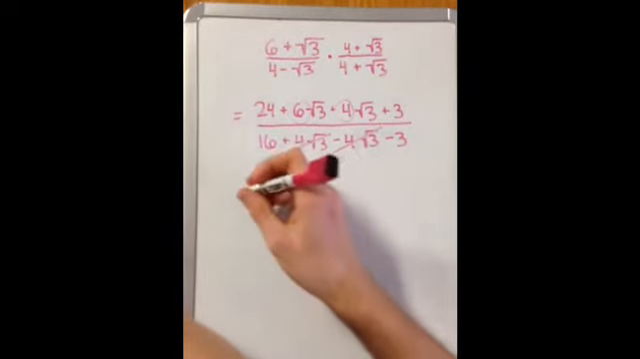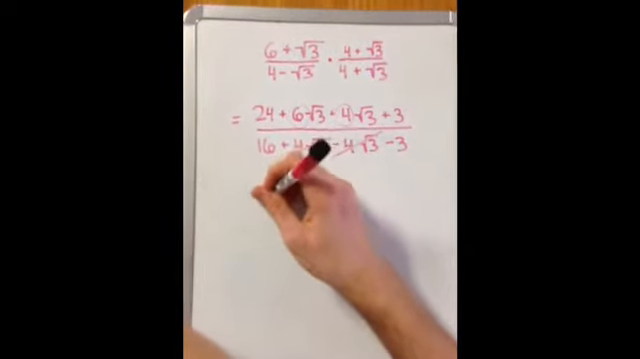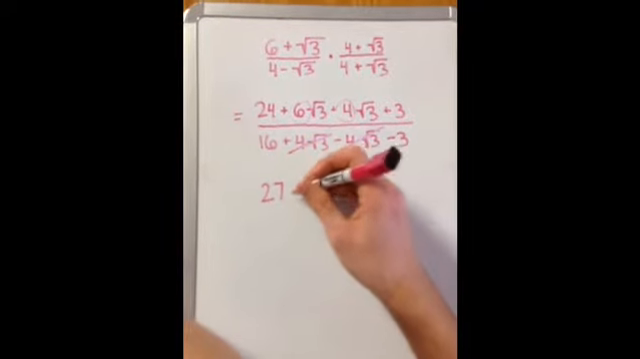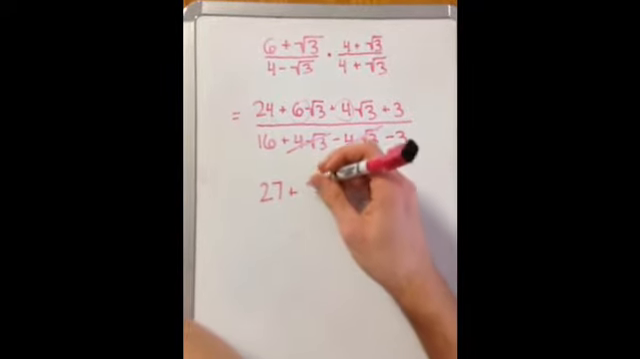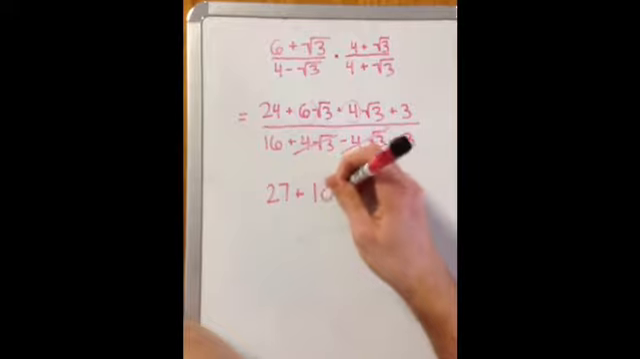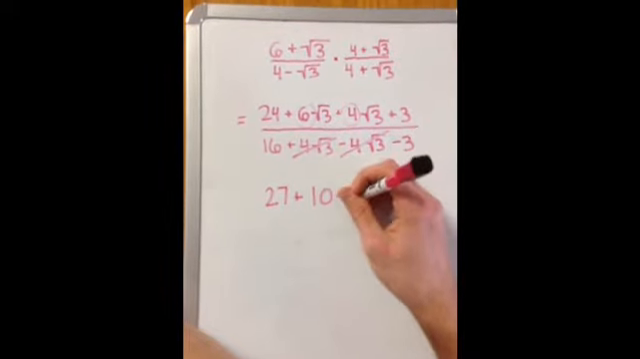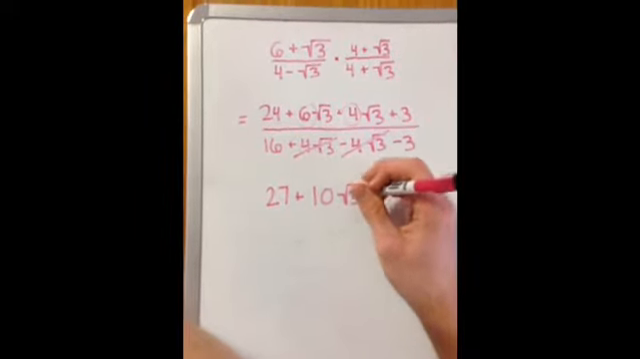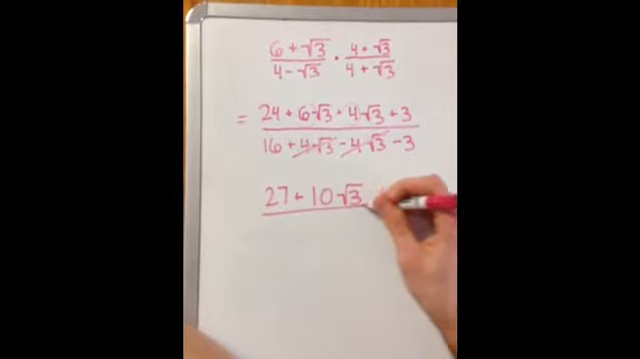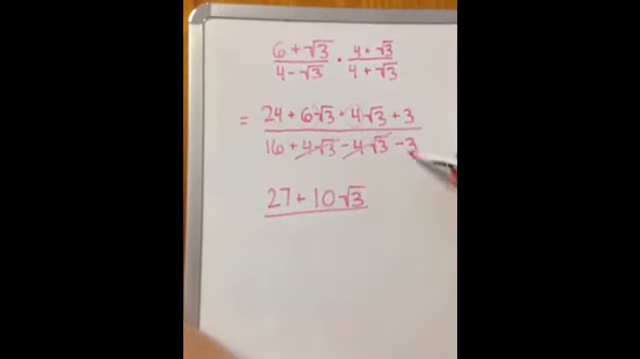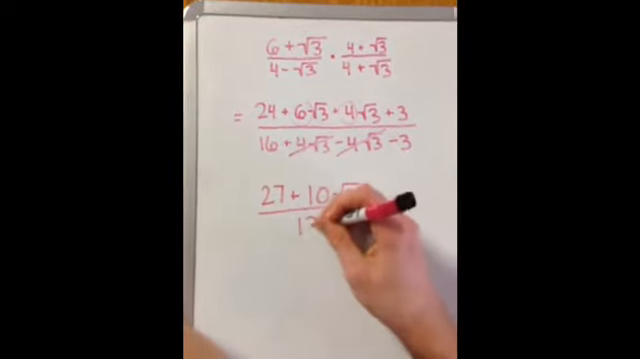In the numerator, you can combine the radicals because they have the same radicand, and also combine like terms. So in the numerator, you would have 27 plus 10 times the square root of 3. And in the denominator, you would have 16 minus 3, which is just 13. And that's your final answer.